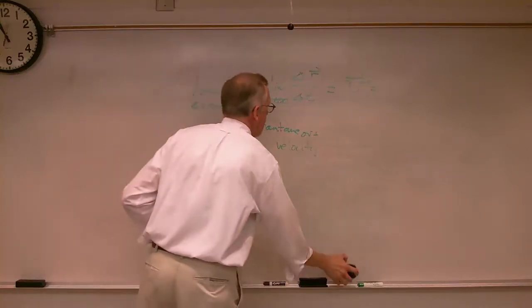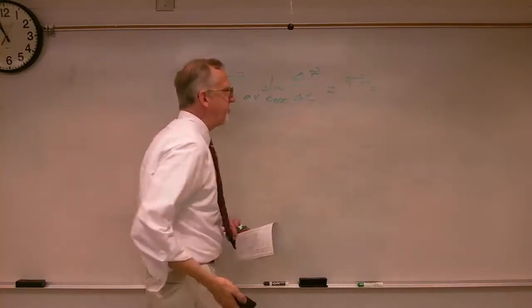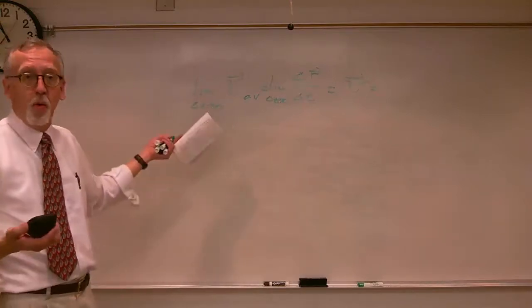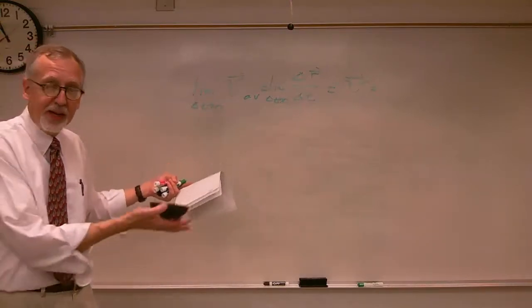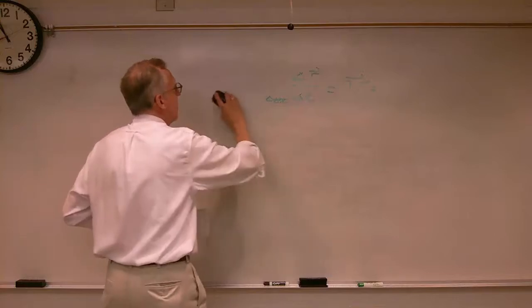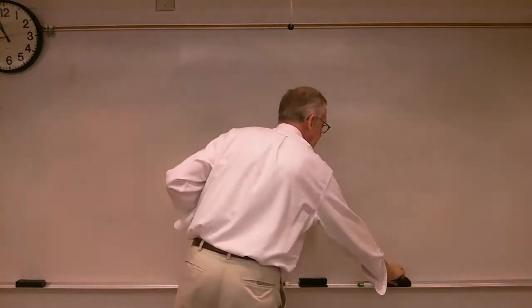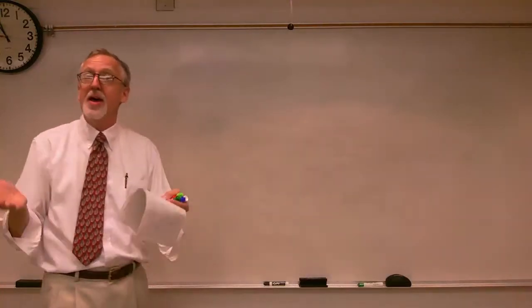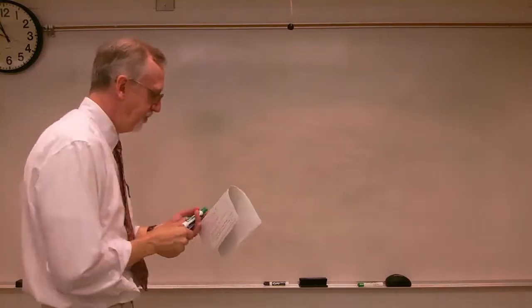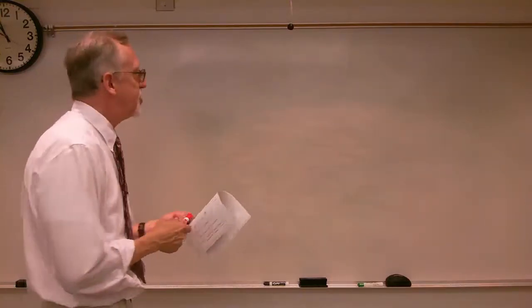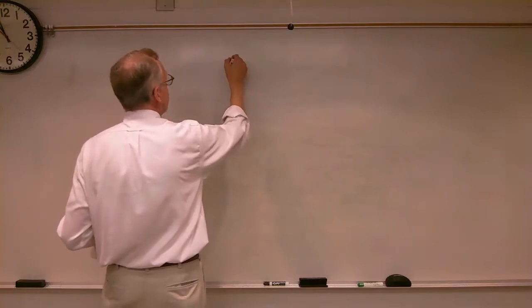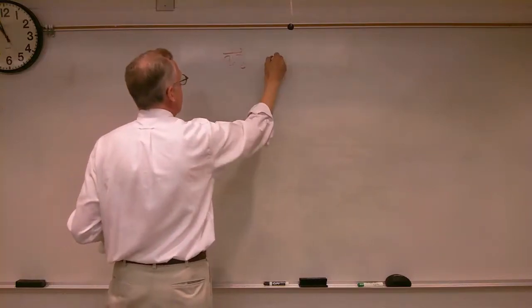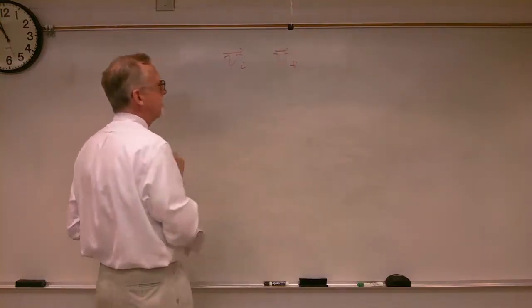Okay. Now, what if the velocity changes? What if the object is speeding up? How might we measure a change in velocity? Well, just like we measured a change in position, and that was the velocity, the average velocity. What if the velocity is changing? We might have some initial velocity and some final velocity.